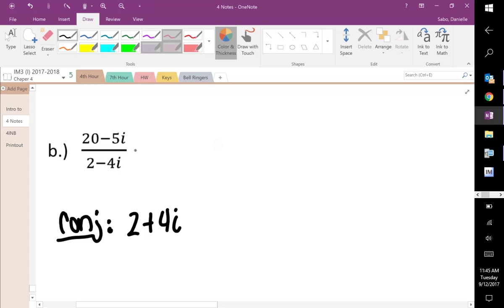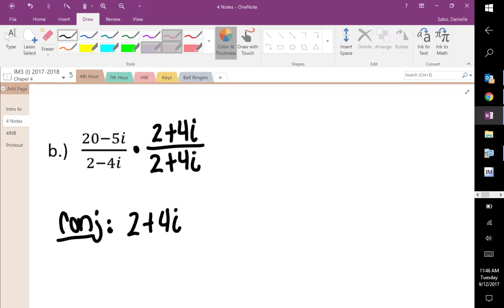So what must I do? Kind of less guidance right now. What must I do to the top and the bottom? Good. On both the top and the bottom. And why do we do that? We do that so there are no imaginary numbers in the denominator. Because you can't have imaginary numbers in the denominator. They don't exist. So we need to make sure that we get them out of the denominator. And the only way to do that is to multiply by the complex conjugate. And that's what we just did.